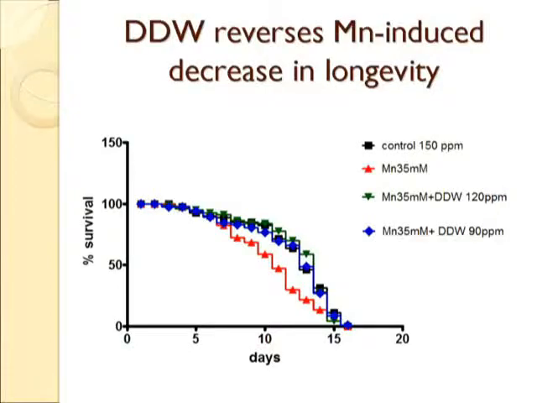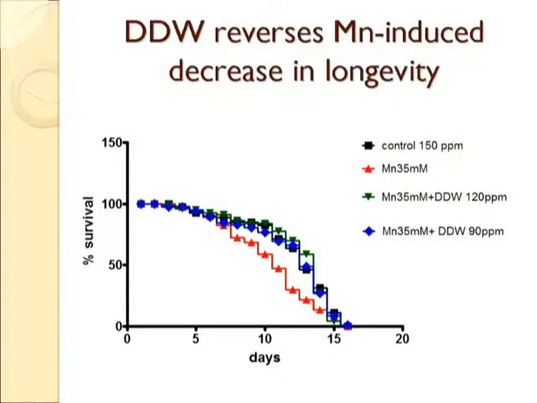So we didn't see any difference. However, when we pre-exposed these worms to manganese and then treated them for 48 hours with DDW, we observed, as you can see here, so controls are these black squares and the triangles are manganese. You can see this shift to the left indicating decreasing lifespan. And you can observe that the 2 concentrations that we use of the DDW were able to revert this decreasing longevity caused by manganese.